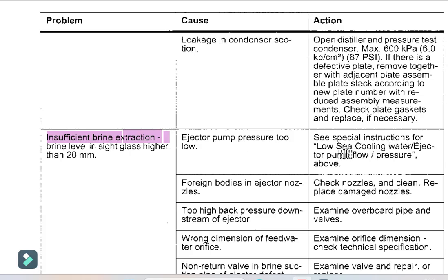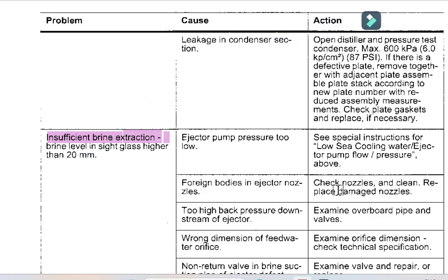So in that case, with low seawater pressure or ejector pump pressure, we have to make sure that sufficient pressure is applied. 3.5 to 5 bar is sufficient. Foreign bodies in the ejector nozzle. Yes, you have to clean. Check the nozzle, clean it, and if the nozzles are damaged, replace them.